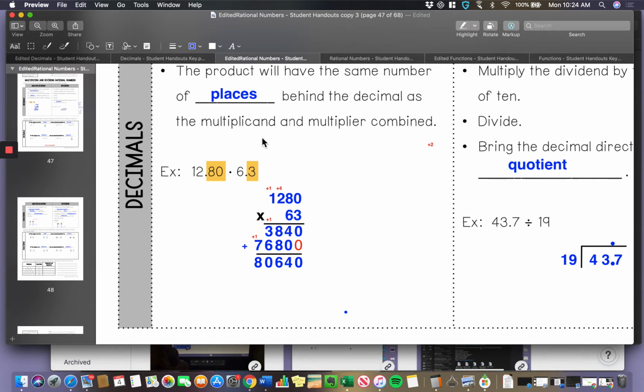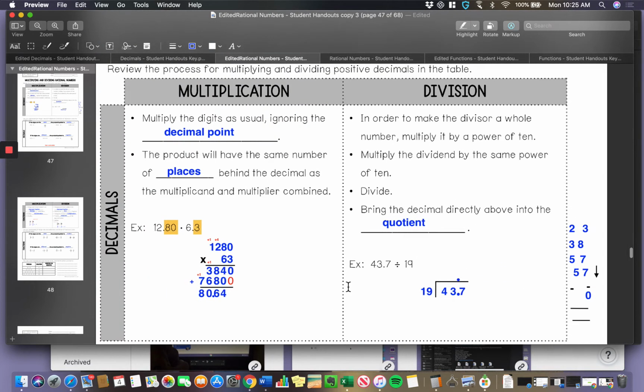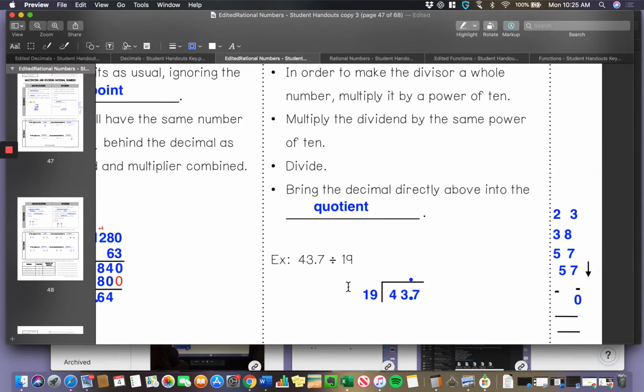All right, in my bullet point here, it says the product will have the same number of places behind the decimal. I had 3 numbers behind the decimal, so my answer is going to have 3 decimal places. So I have 1 here, and 1 here. It's going to go right between the 0 and the 6. At the end of anything that has a decimal, you can get rid of that 0. You don't need it. So your answer is going to look something like this, 80.64, or 80 and 64 hundredths.